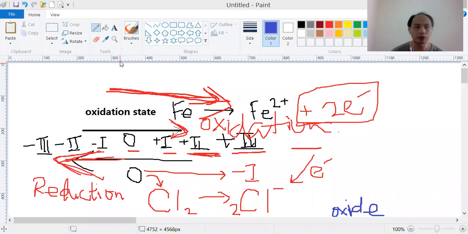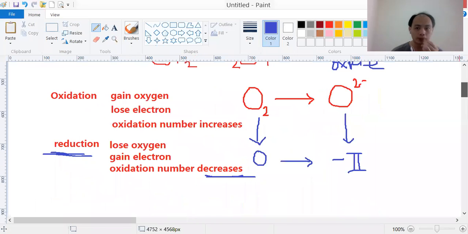Okay, this one is about the oxidation state. We talk about oxidation first, like oxidation and reduction. Oxidation is gain oxygen, lose electron, and then we have learned about the oxidation state. So if the oxidation number increases, we also consider it as oxidation. Reduction is loss of oxygen, gain electron, and the oxidation number decreases.